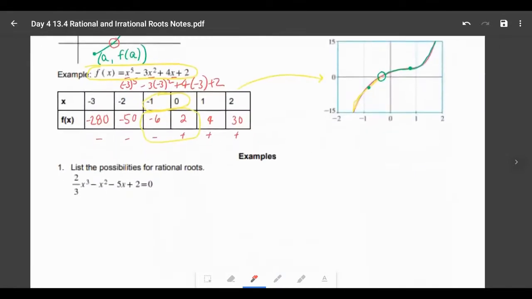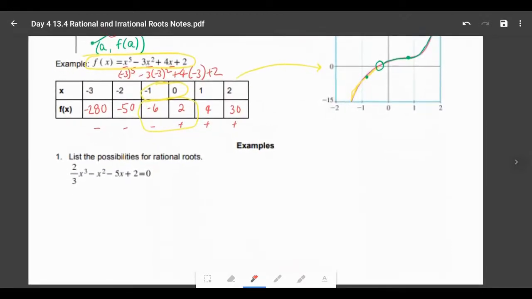All right, so let's look at the example that says list the possibilities for rational roots. So it does not actually want us to find all the roots. It just wants us to find the possibilities. First thing I would do is get rid of this fractional coefficient. So I'm going to multiply the whole equation by 3. So I get 2x to the third minus 3x squared minus 15x plus 6 equals 0.